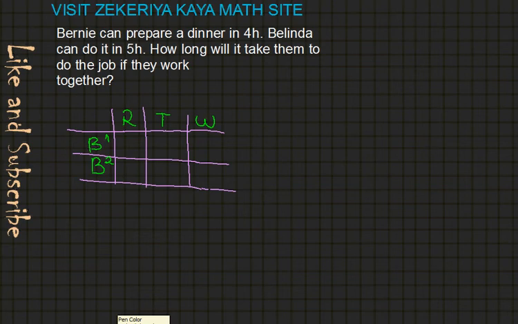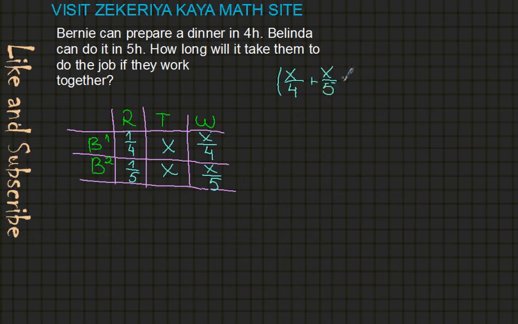Now, rate of Bernie, she can finish it in 4 hours, so its rate is 1/4. Belinda can do it in 5 hours, and its rate is 1/5. So they will work together, they will start together, they will finish together. The time will be x, which we don't know. So 1/4 times x is x/4, 1/5 times x is x/5. And then to write the equation, we must write that sum of the work, which is x/4 plus x/5, must be equal to 1.